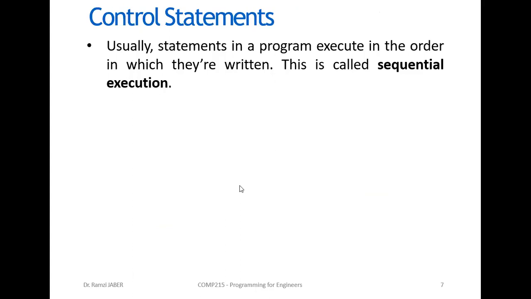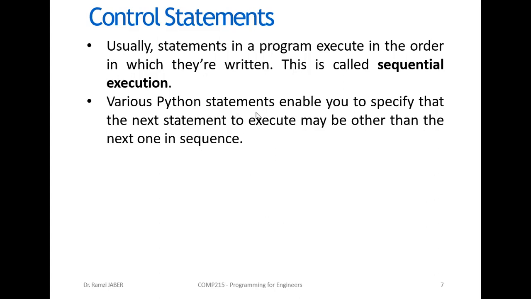Now, let's go to control statements. Usually, statements in any program execute in the order in which they are written. Line 1, line 2, line 3, line 4. This is called sequential execution. So in sequential execution, line 1, then line 2, then line 3, then 4, 5, 6, 7, 8, one by one.